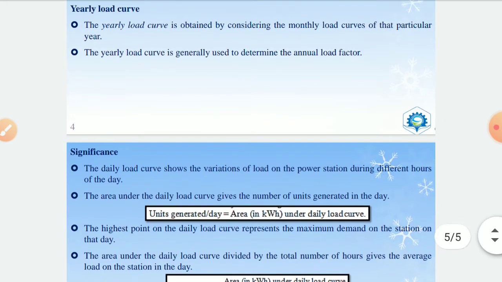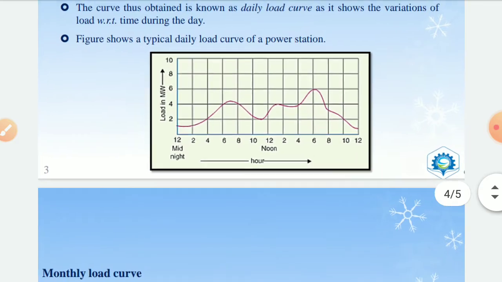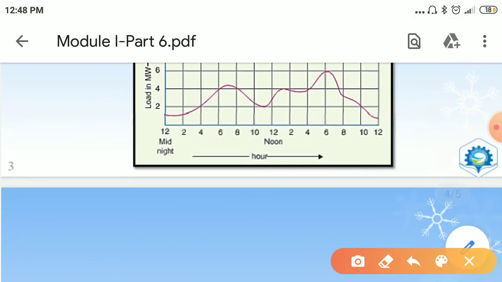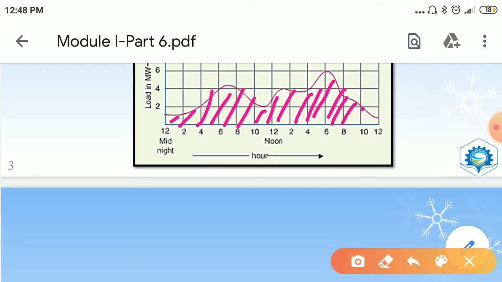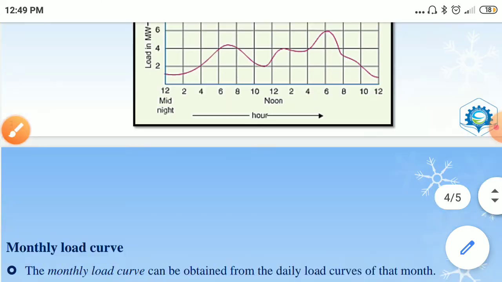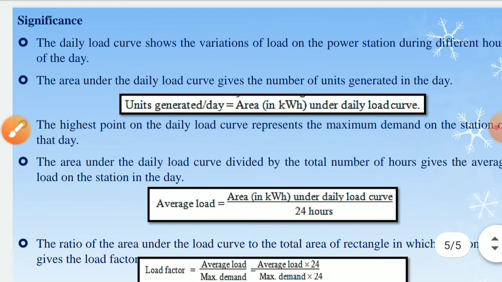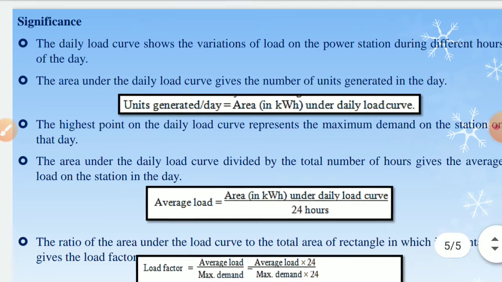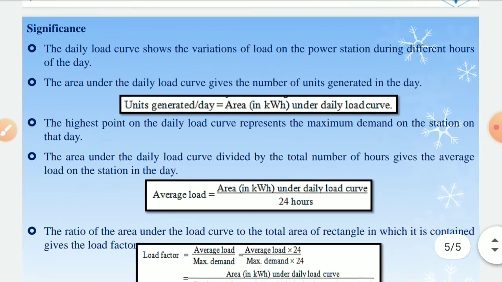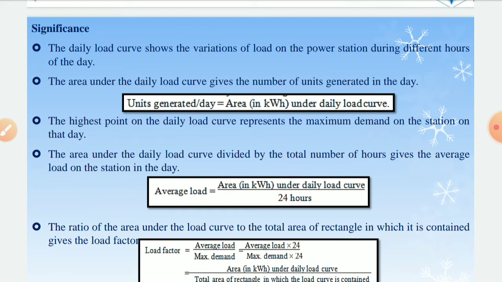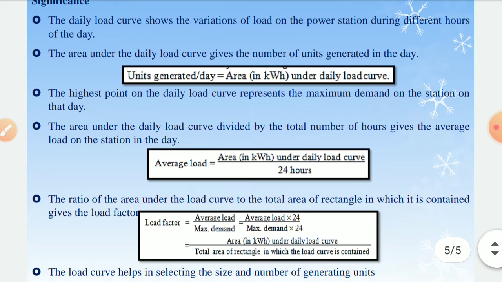So if we are plotting the load curve like this, I will try to draw it and show you the total. If you take the area under this curve, then what will it denote? It denotes the total number of units generated on that day. On that particular day, how much power generation has happened can be found out by taking the area under the daily load curve.